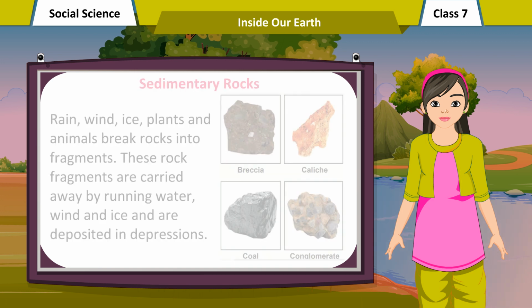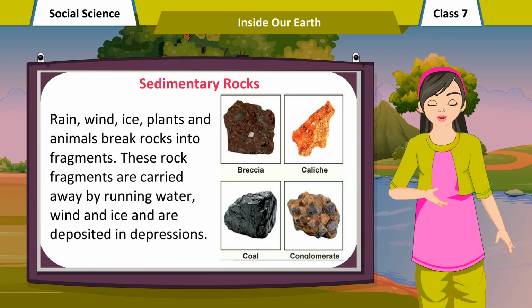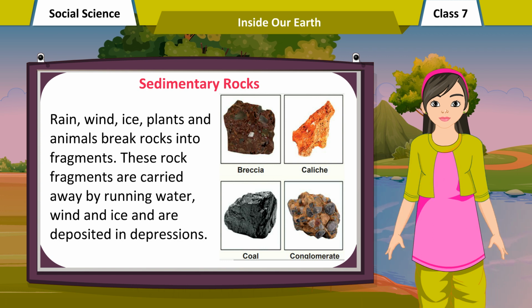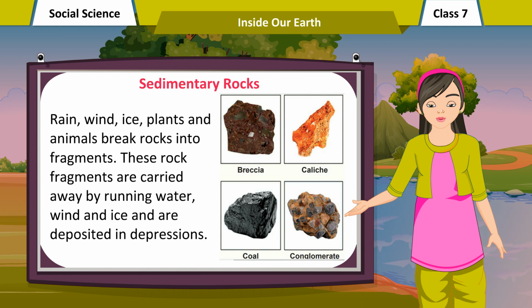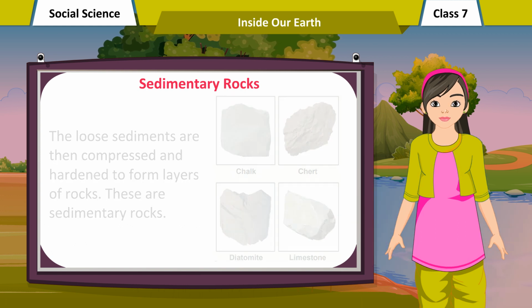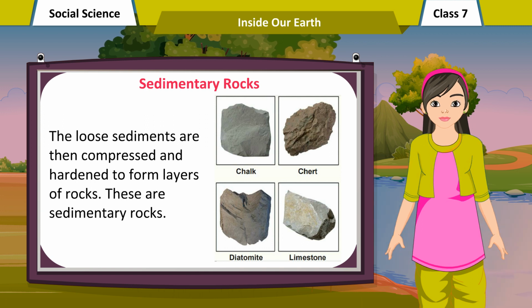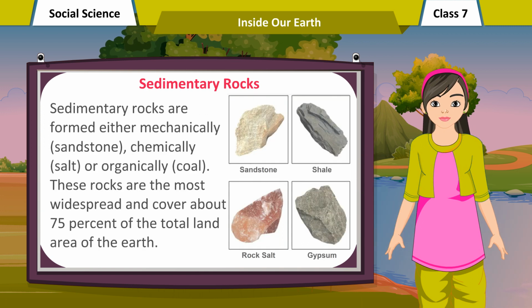Sedimentary rocks. Rain, wind, ice, plants and animals break rocks into fragments. These rock fragments are carried away by running water, wind and ice and are deposited in depressions. The loose sediments are then compressed and hardened to form layers of rocks.